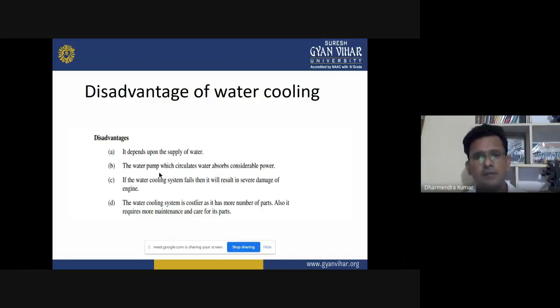Here are some disadvantages of the water cooling system. It depends upon the supply of water. The water pump which circulates the water absorbs considerable power. Because power is required, we use a centrifugal pump to circulate the water around the cylinder, or any parts of the automobile which may be damaged due to heat or the rising temperature around those parts of the vehicle. The third point is that if the water cooling system fails, then it will result in serious damage to the engine.